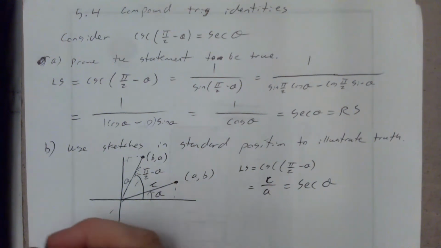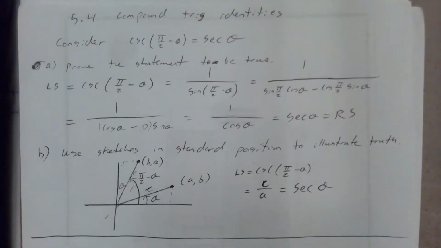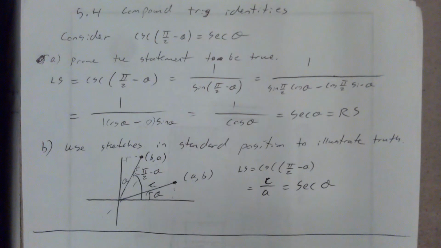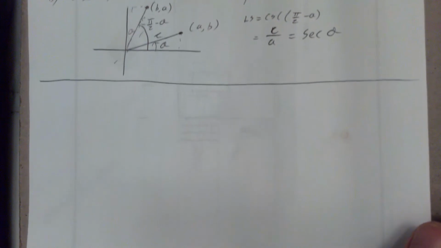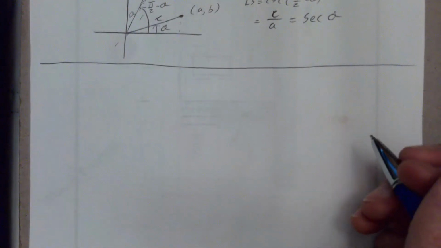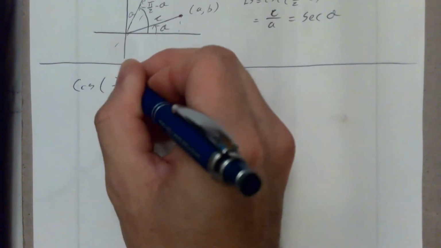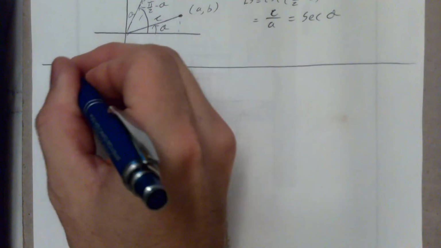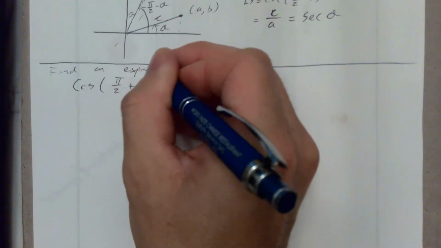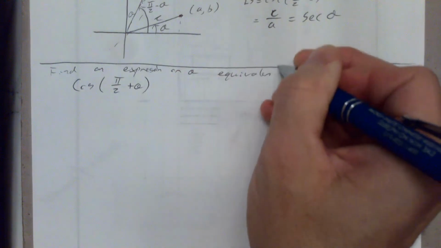We can look at other related ratios that we investigated in 5.0 and see how our angle sum formulas would tell us the same answer, I suppose. So we can check for truth there. Let's look at the cosine of pi by 2 plus theta. So say I'm asked to find an expression in theta equivalent to this, and I'm given no other directions.